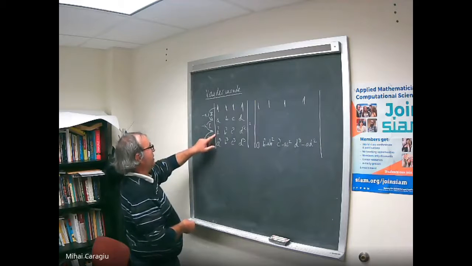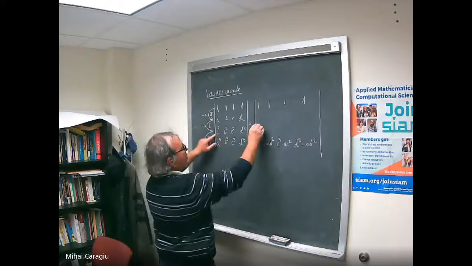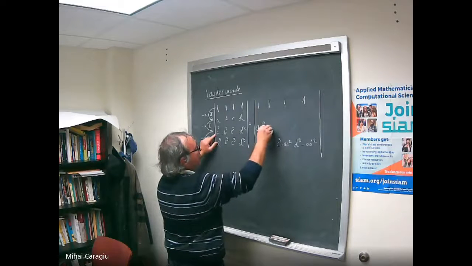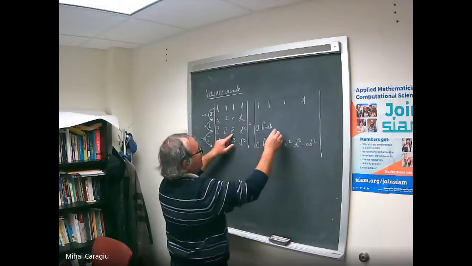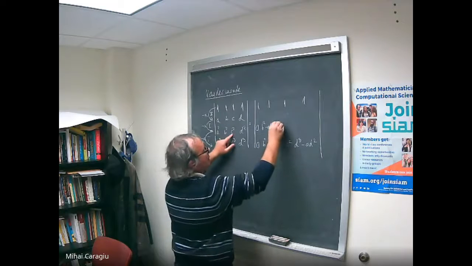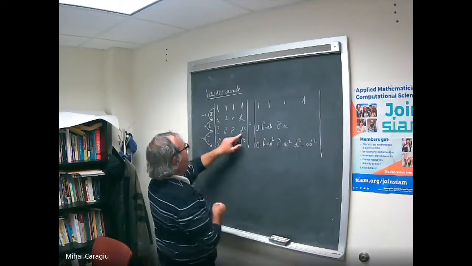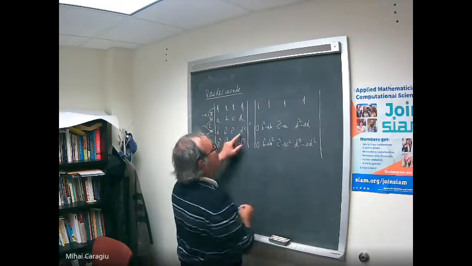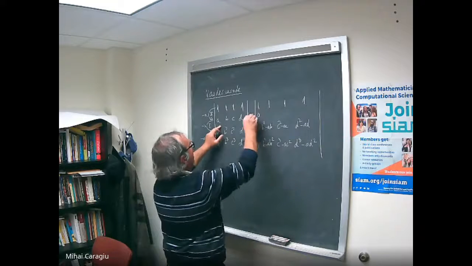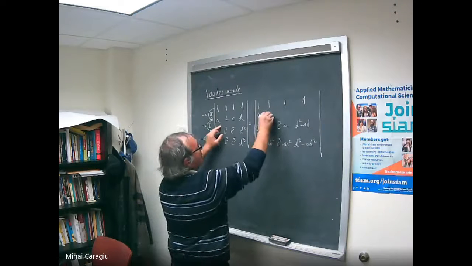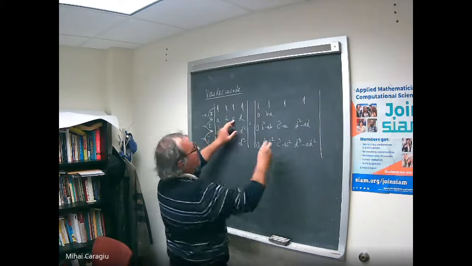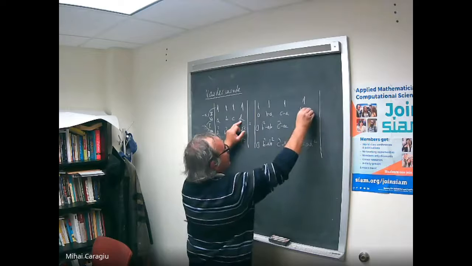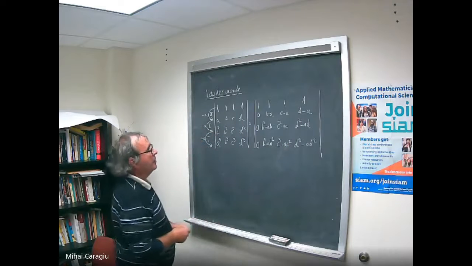Then, after the second transformation, the third row is 0, b squared minus ab, c squared minus ac, d squared minus ad. And after the third transformation, the second row is 0, b minus a, c minus a, d minus a. Okay.